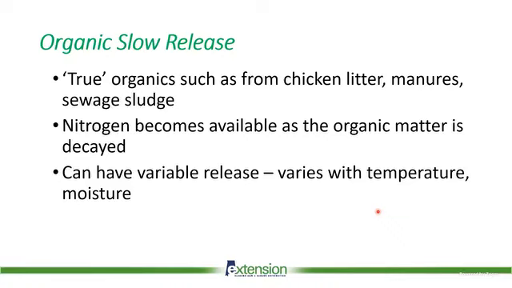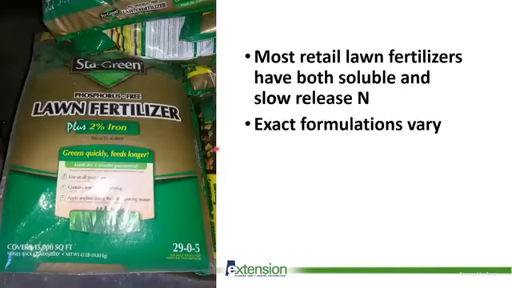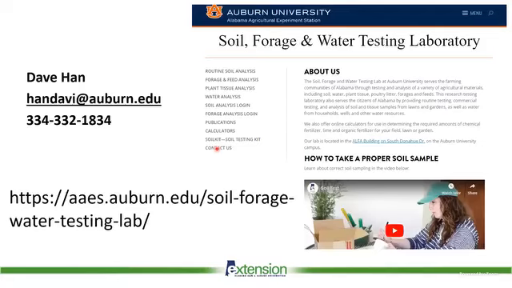Okay. Organic slow releases. The release also varies with temperature and moisture, and this is because the organic matter is being broken down by microbes that live in the soil. So anything that makes the microbes that live in the soil grow faster generally makes organic fertilizers release their nitrogen faster. Anything that reduces that makes it slower. Okay. Bottom line, exact formulations always vary. And you should get a soil test.